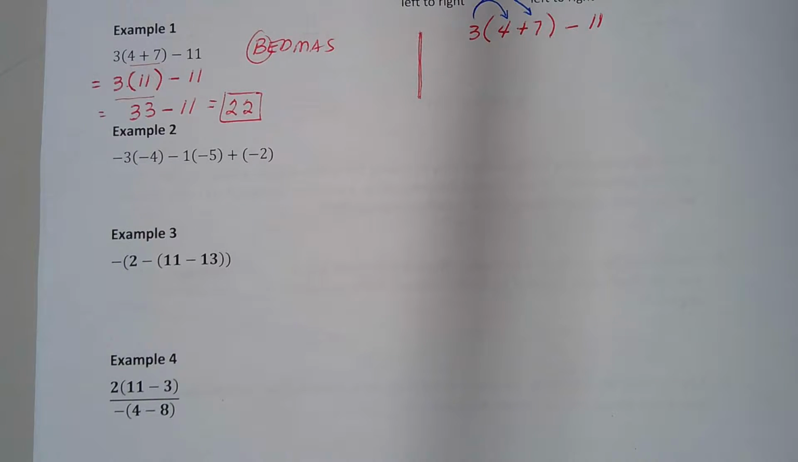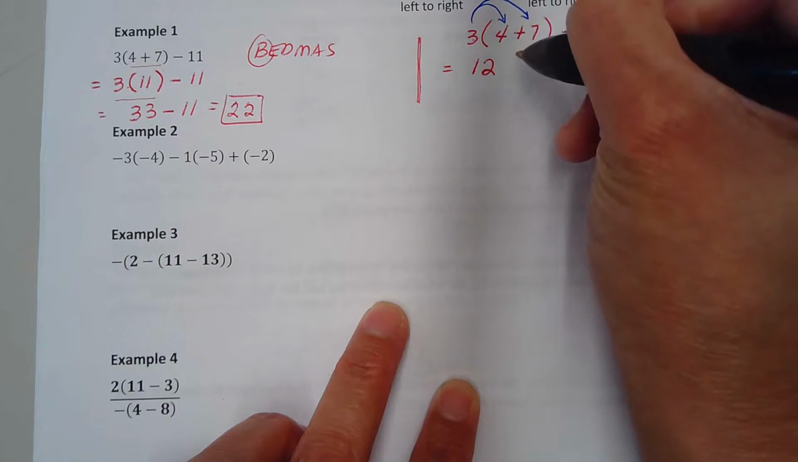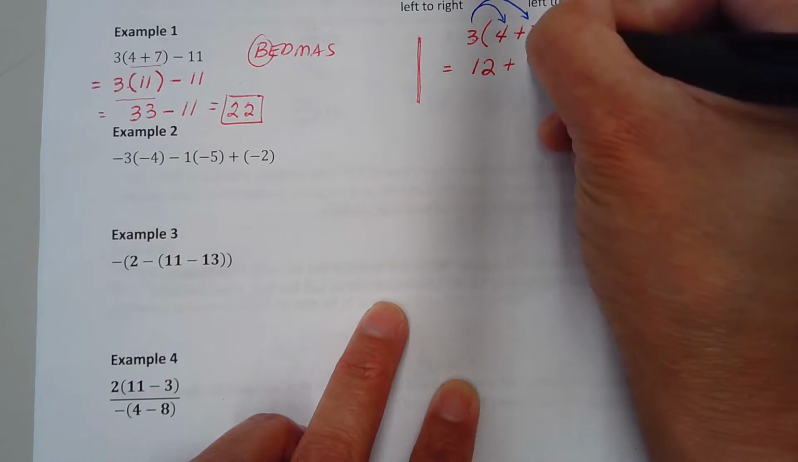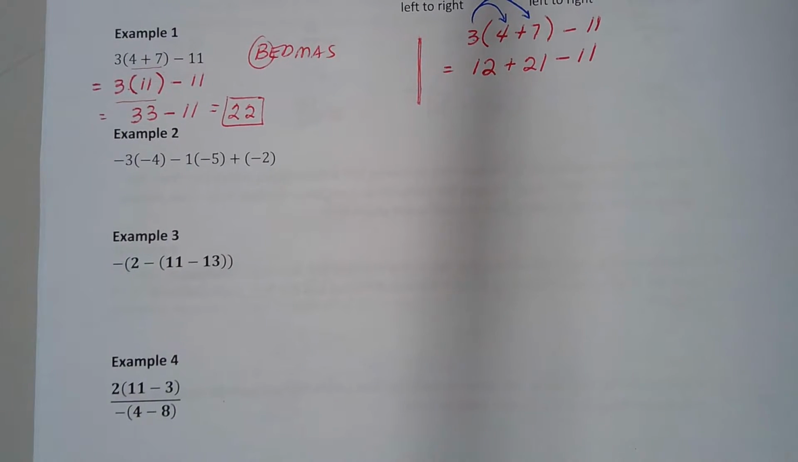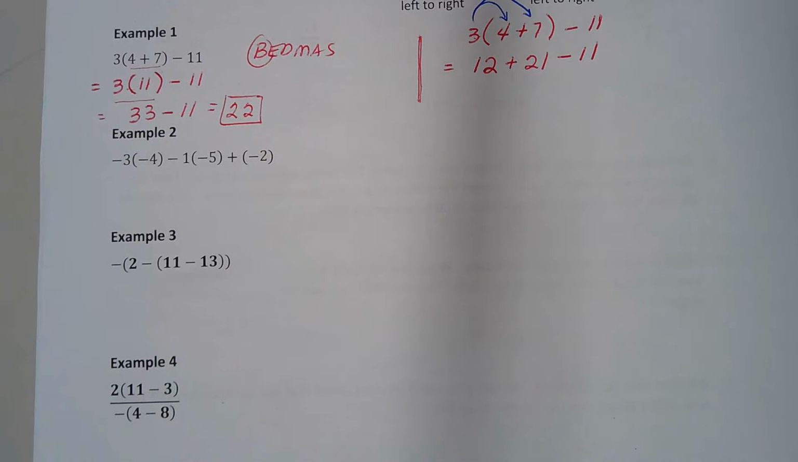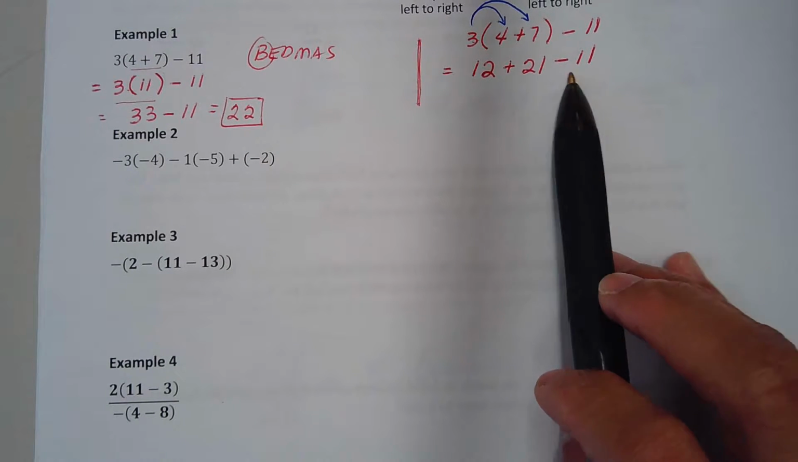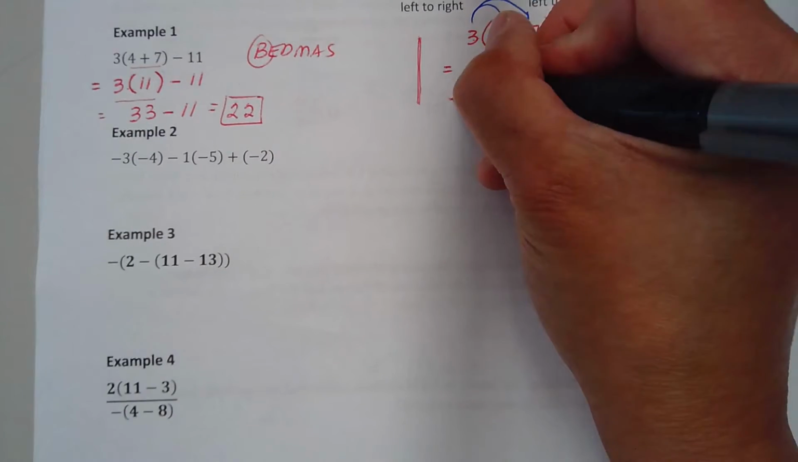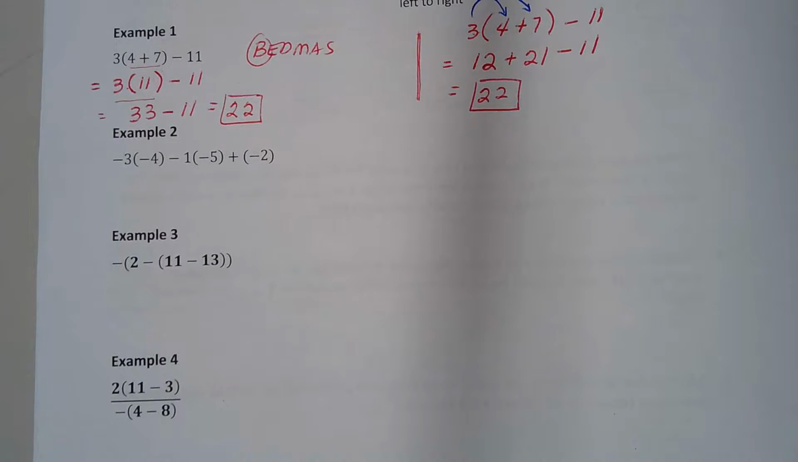So if you multiply in, what happens? What's that equal to? It's going to give us 3 times 4, which is 12, plus 3 times 7, which is 21, minus 11. And now we only have addition and subtraction. We can add and subtract all of that. So that's going to give you 21 minus 11. If you go left to right, it's going to give us 22 as well. That works, right?